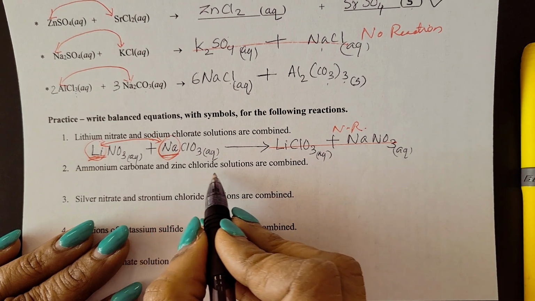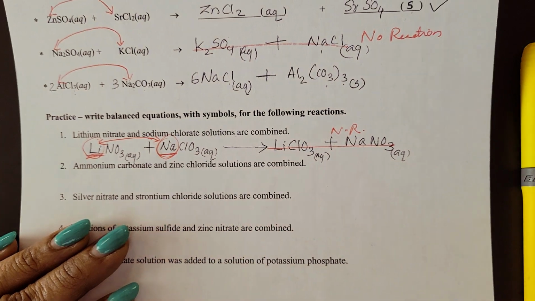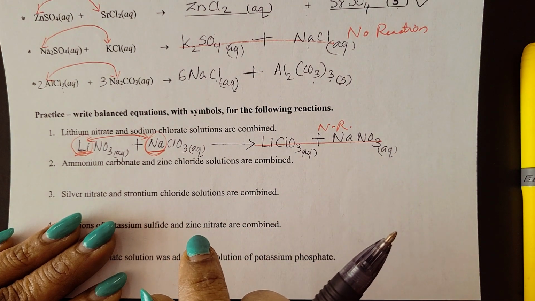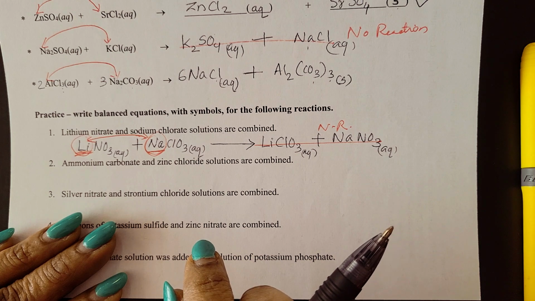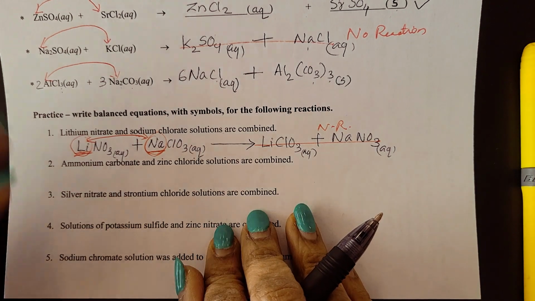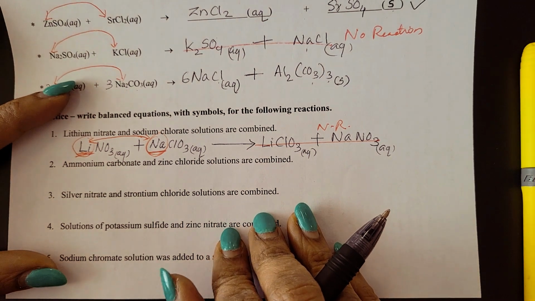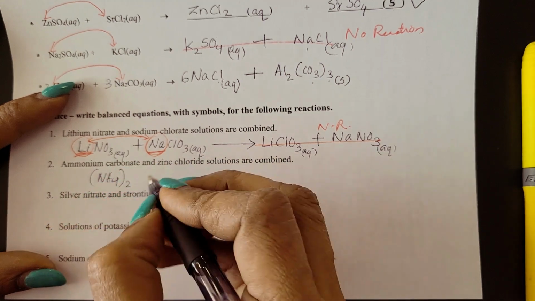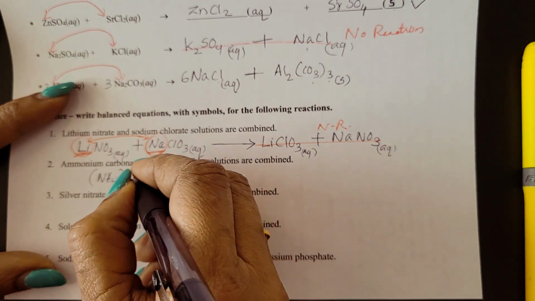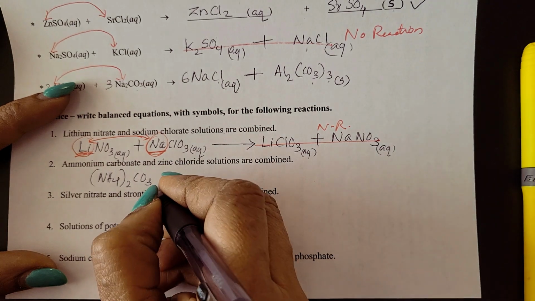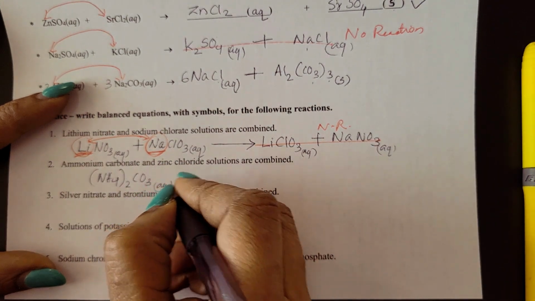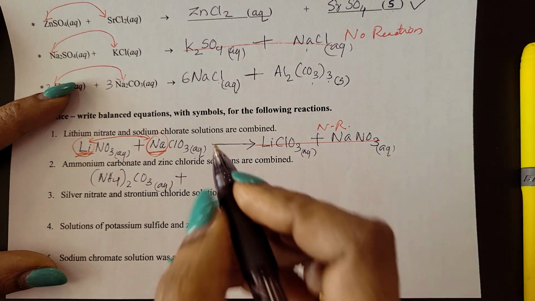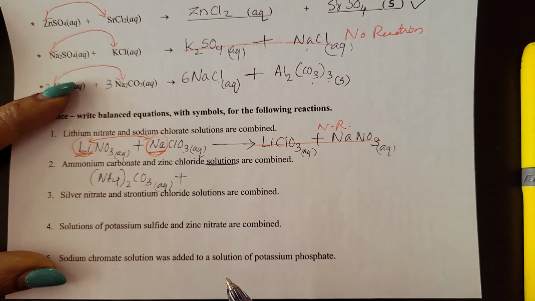Ammonium carbonate and zinc chloride solutions are combined. Okay, I need the formula for ammonium carbonate. NH4. Yeah, we need it twice, and CO3. And we said everything should be aqueous for double replacement. The beginning reactants must be. And it says here too, solution.